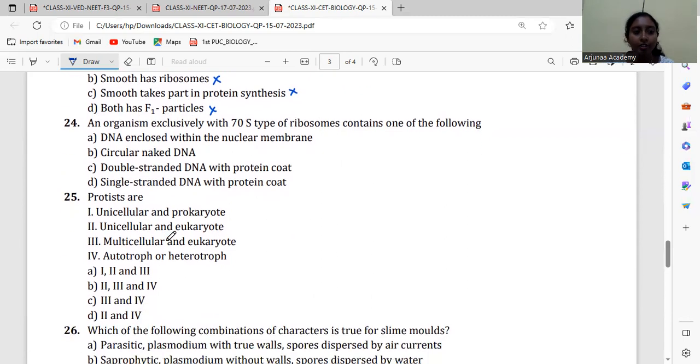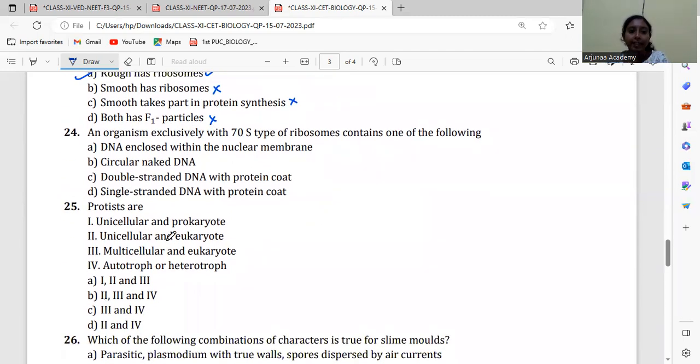Then 24. An organism exclusively with 70S type of ribosome contains one of the following. That means the organism is having 70S type of ribosome. That means this organism is a prokaryote. So now we should see what is true with these prokaryotes. DNA enclosed with a nuclear membrane? No, they do not have a nuclear membrane. So we only say not a well defined nucleus.